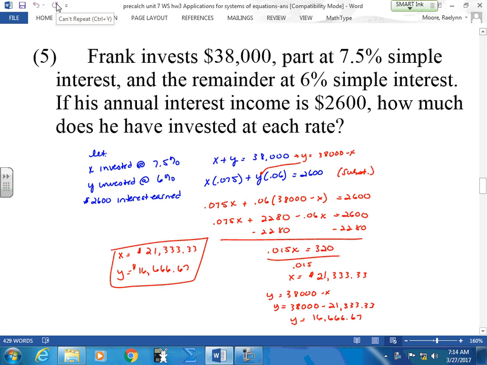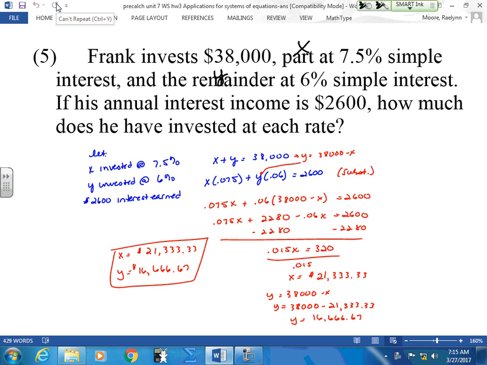Start off saying that he invests $3,800. Whatever how many investments he makes, that total investments without multiplying by any rates comes up to $3,800, part at a simple interest of 7.5%, part at 6%. I always like to put my variables right in my sentences. This helps you set your let statements up.